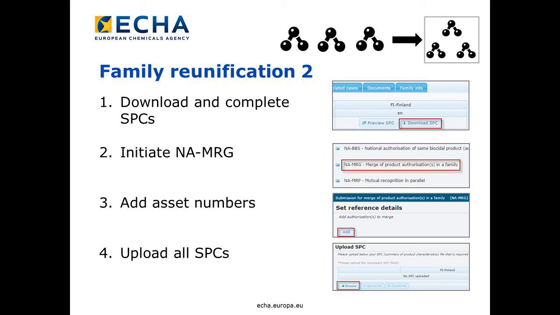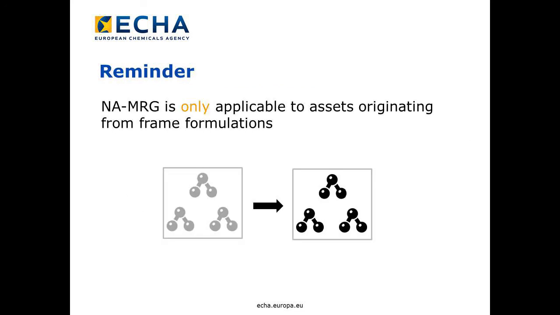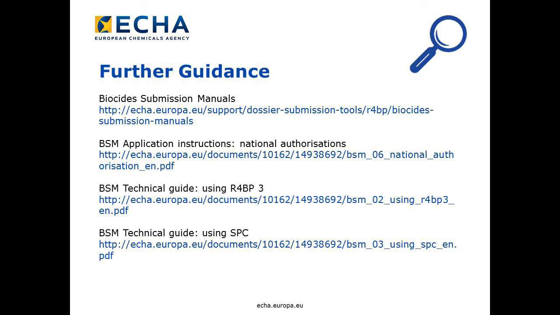Initiate an NA-MRG in R4BP3 with the asset numbers of the authorizations that are going to be merged, and upload the completed SPCs and the new family SPC. In accordance with the Changes Regulation, you can apply for a conversion to a family if your assets in R4BP3 originate from a frame formulation. Please consult the technical guides and manuals available on the ECHA website for further information.